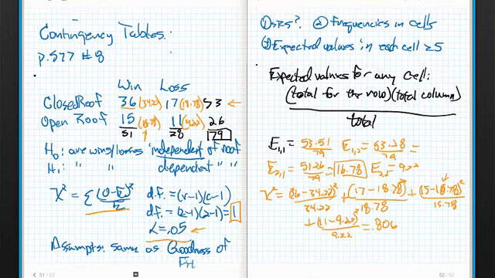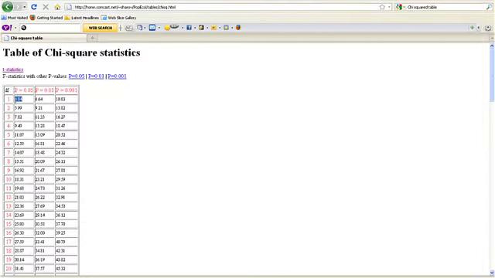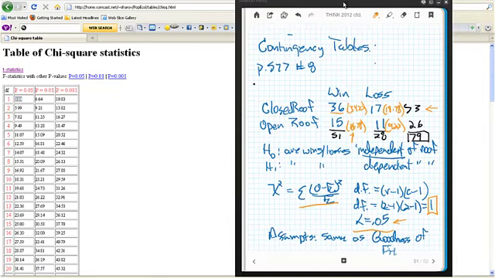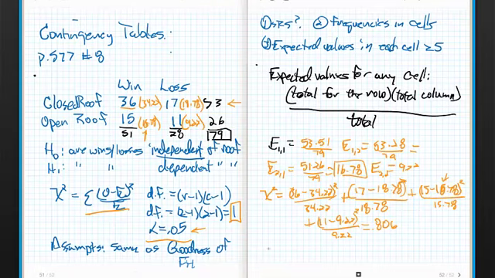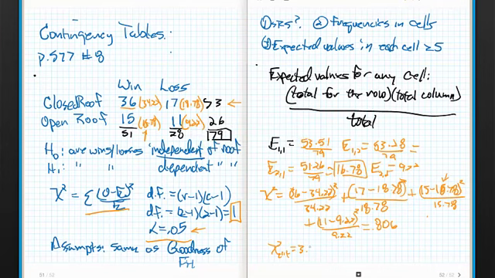Remember that alpha equals 0.05. I just went to an online chart, which makes it easy. Apparently I need a 3.84 to make that work. So what does that imply? Let's write this down: chi-squared critical is 3.84.